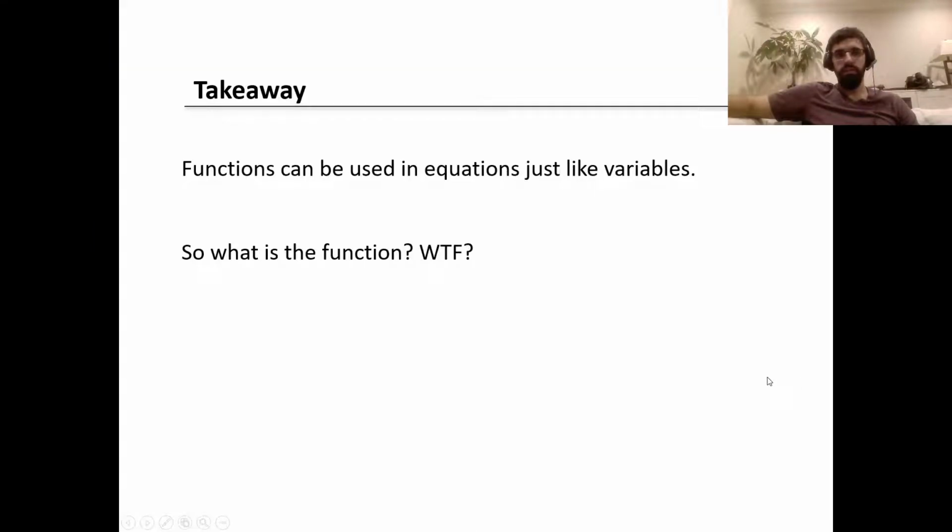All right, takeaways for this lesson. We can use functions in equations just like we do variables. We can add to them and multiply them and all kinds of things.